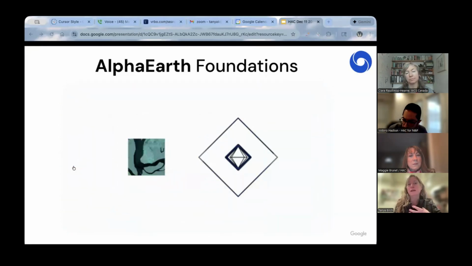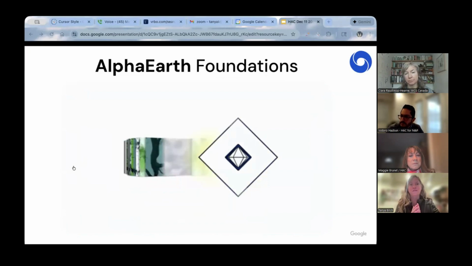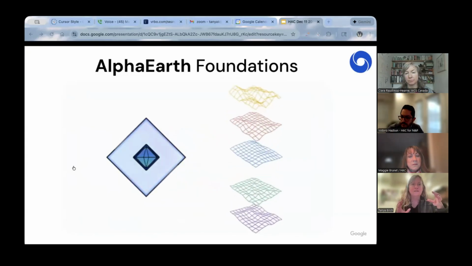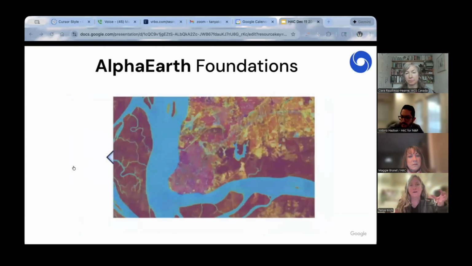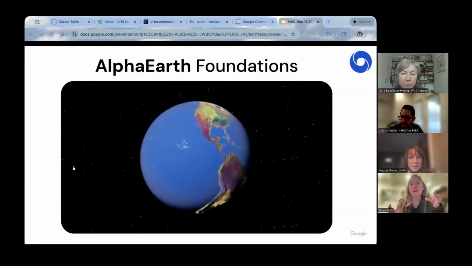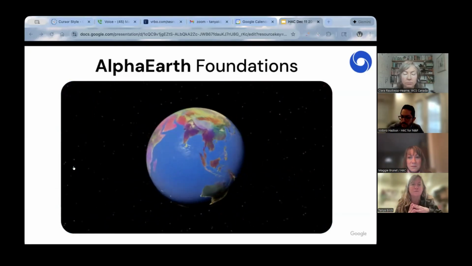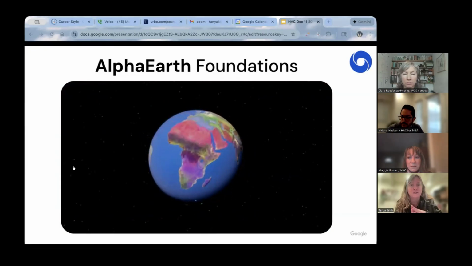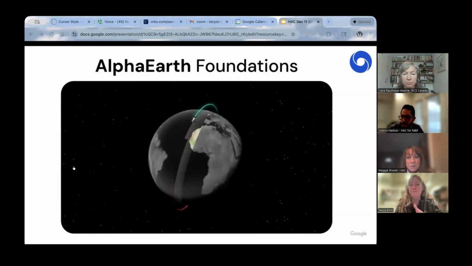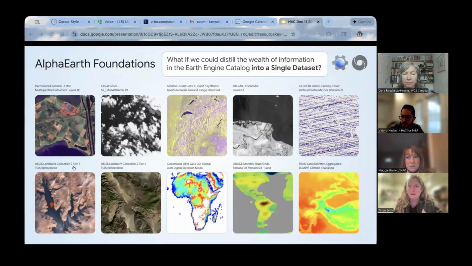It's able to take a sequence of images of anywhere on Earth and transform them into this compact 64 number vector, or like a coordinate, that describes and summarizes surface properties and environmental conditions over any period of time, from a day to a year. But what exactly does that mean, and how do you make use of it?